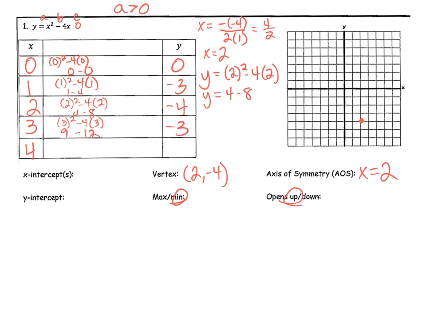I could even finish the rest of my table of values without having to do the math because it's always a pattern. It's always symmetrical. The numbers on my ordered pairs on the left side are going to be on the right side. But just for you, I'll show you the math. Why not?